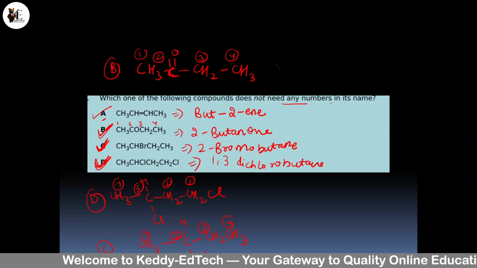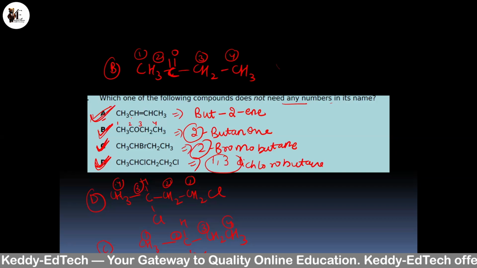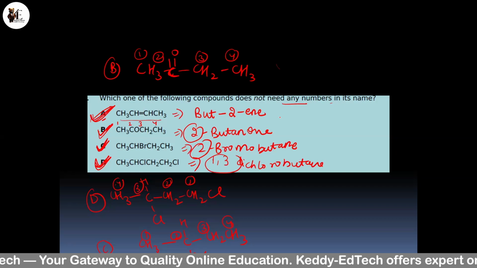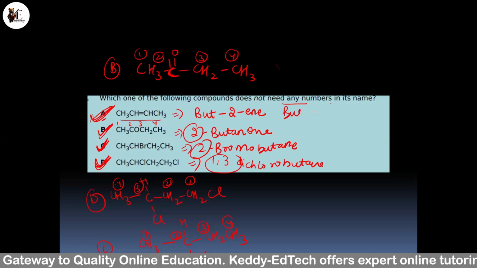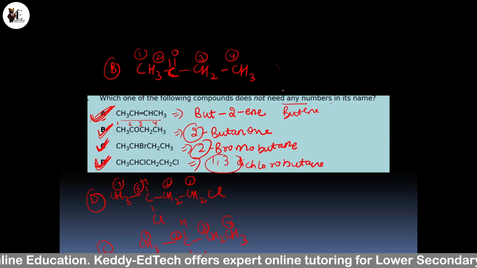Okay. So this also needs a number. This also needs a number. This also needs a number. So the appropriate answer is A, because it is symmetrical. So we can write it as butene also. Okay. So the answer is A part in this question. It is symmetrical. That's why only.